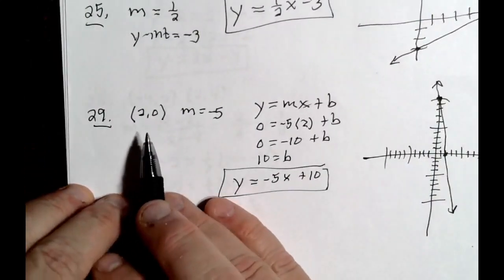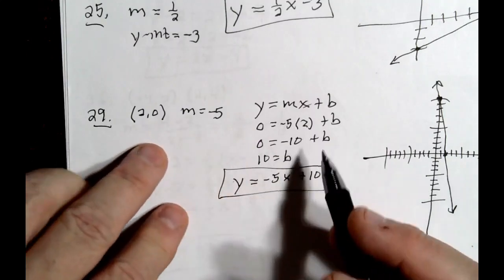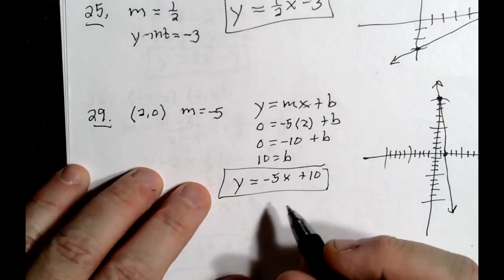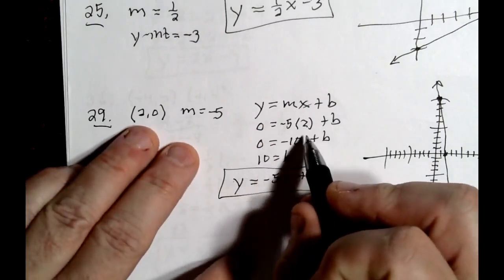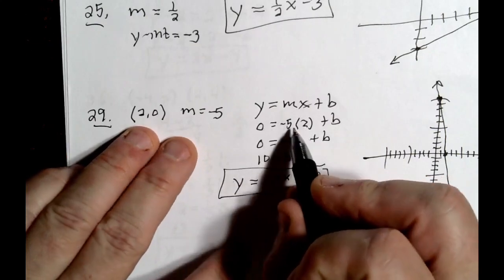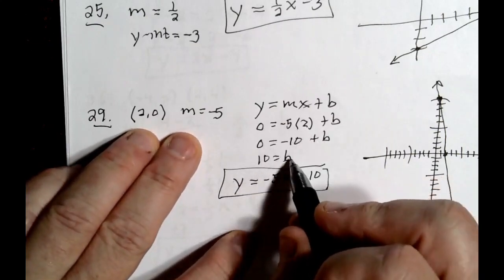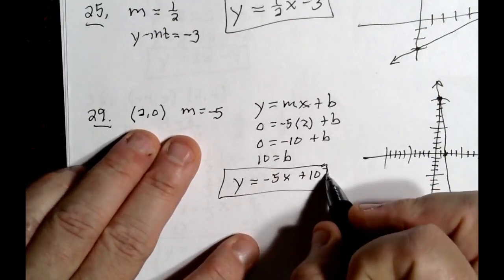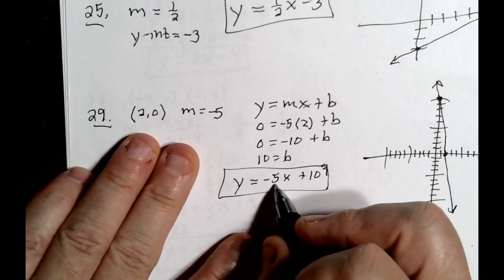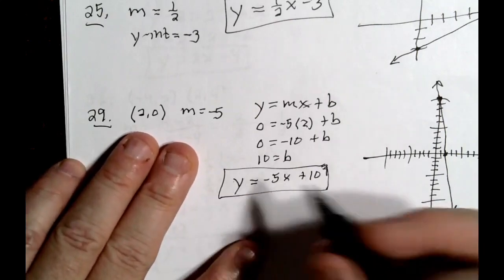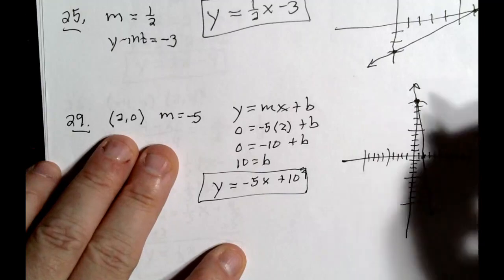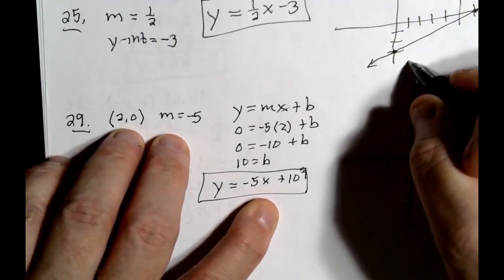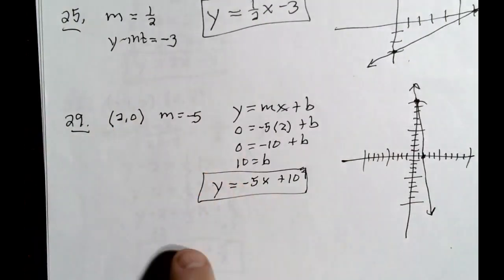29. They give you a point and the slope and ask you to find the equation of a line. Okay, so you plug in 2 for x, 0 for y, and -5 for m, and you can figure out what b is. That's -10. Add 10 and you get b is 10. So now that you know b is 10 and m is -5, there's your equation. So it crosses at 10. And if you plug in a 2 for x, you get 0. So it crosses at 2, 0. And you connect the dots.